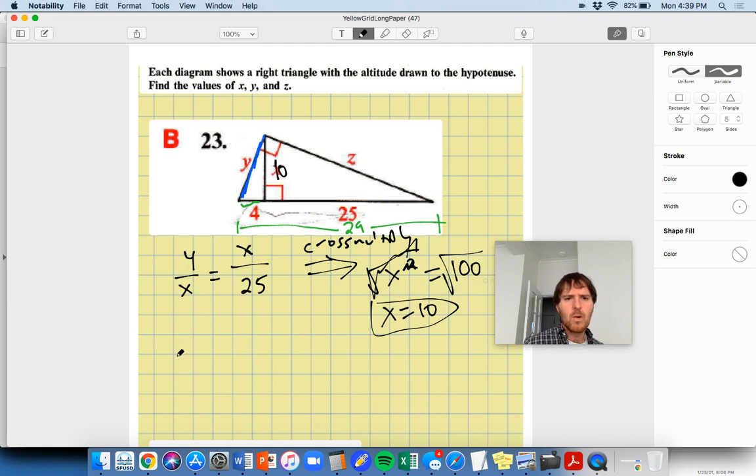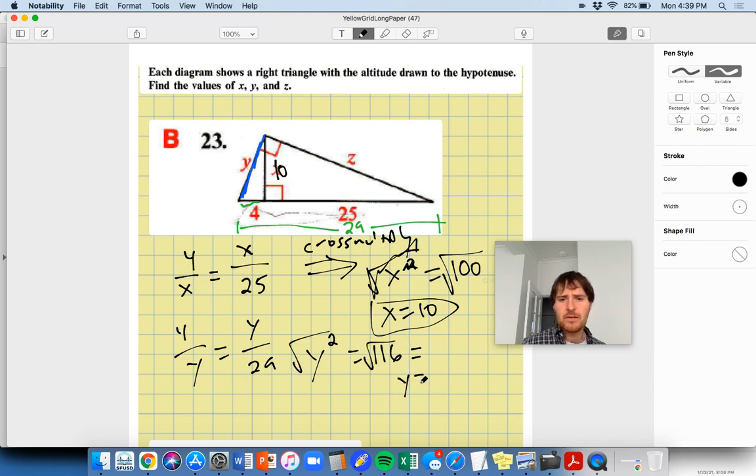We're going to do y is the geometric mean of 4 and 29, just like the other problems you did earlier. Y squared equals 4 times 29, and this is not going to be a perfect square, so this is going to be 116. If you want to simplify your radicals, let's put the radical symbol in there.